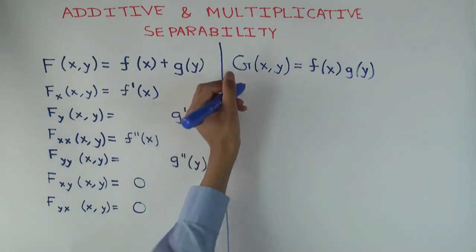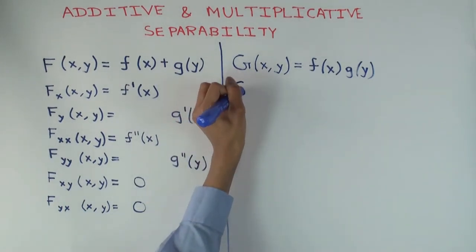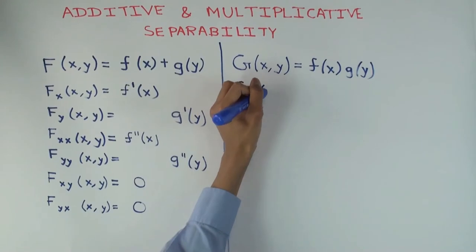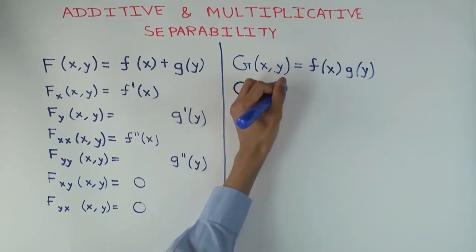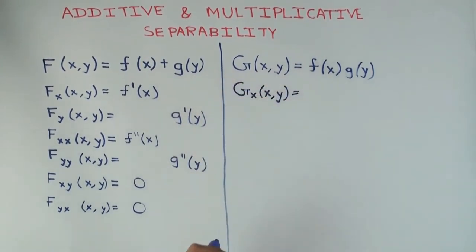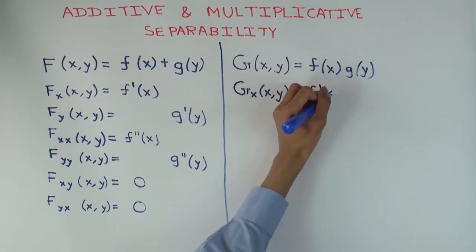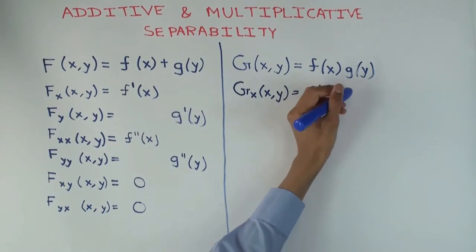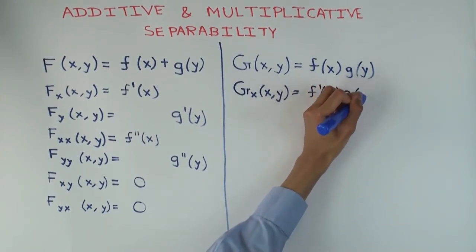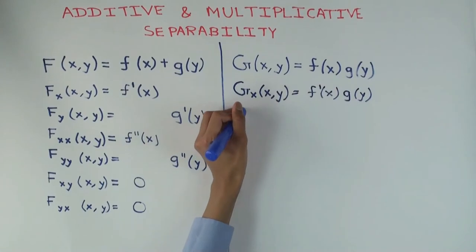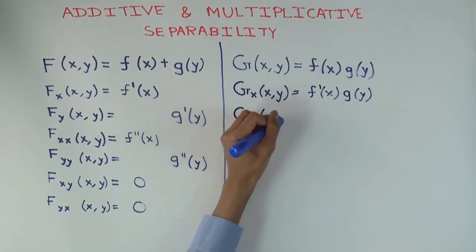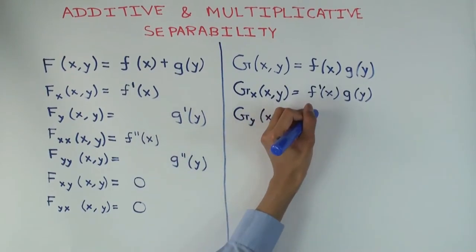Okay, so now we have to be a little careful, right? We just need to understand how to differentiate this with respect to x. What would you get? G of y times f prime of x. Yeah, I'll just write it in the same order: f prime x times g y. What is going to be g sub y of x comma y? F x g prime y.